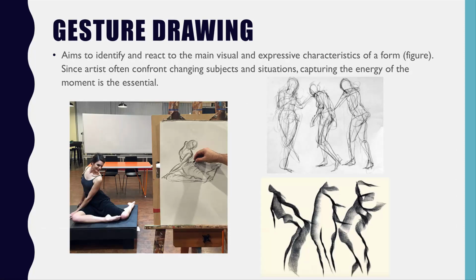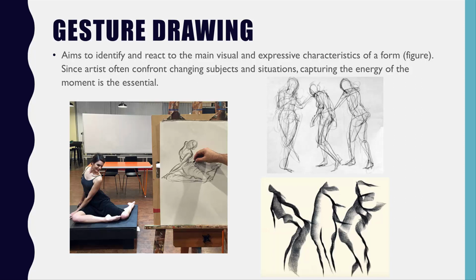Gesture drawing is another technique where usually it's of a figure or person, but it doesn't have to be. The idea is that you identify and react to the main visual and expressive characteristics of a form. Since artists often confront changing subjects, meaning people move on us or animals move on us, what the artist is looking to do is capture the energy of the moment, and that's what is essential.